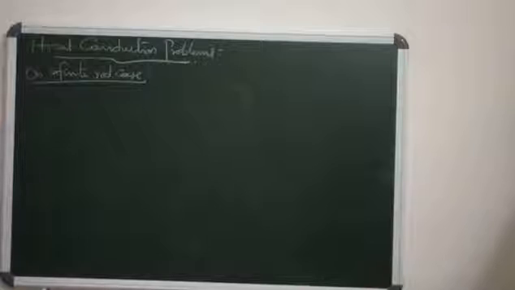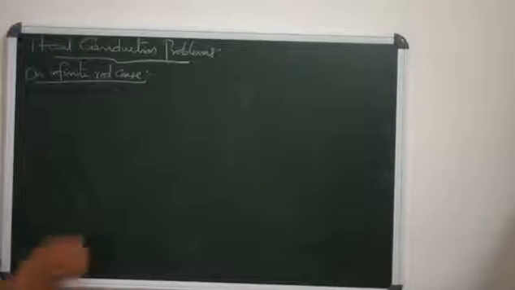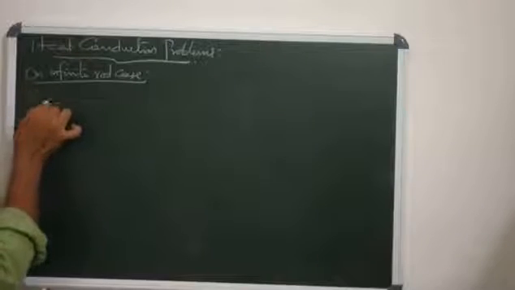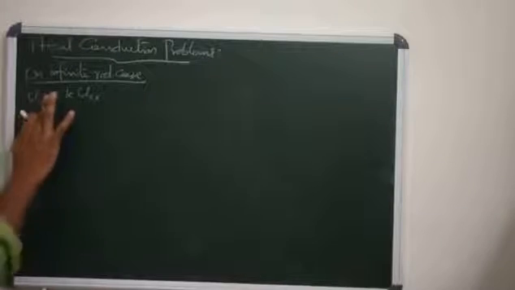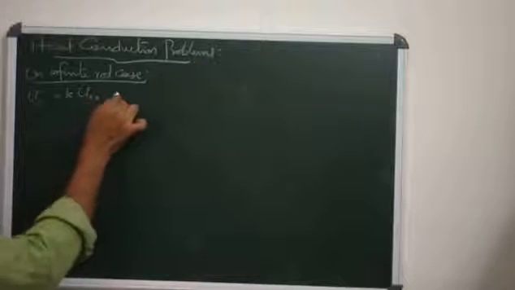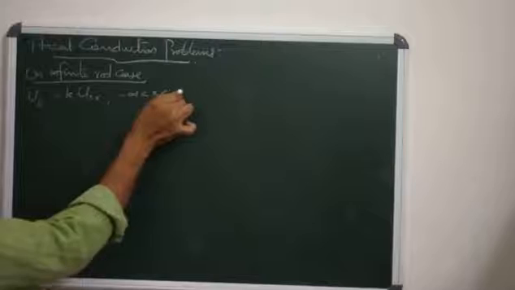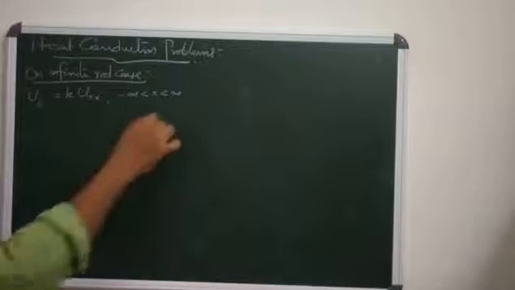So consider the one-dimensional heat equation. The one-dimensional heat equation is u t equals K into u x x. It is analogous to vibration along an infinite string. So the one-dimensional heat equation is u t equals K u x x, and it is an infinite rod case. Therefore x lies between minus infinity and plus infinity, and t should be positive.